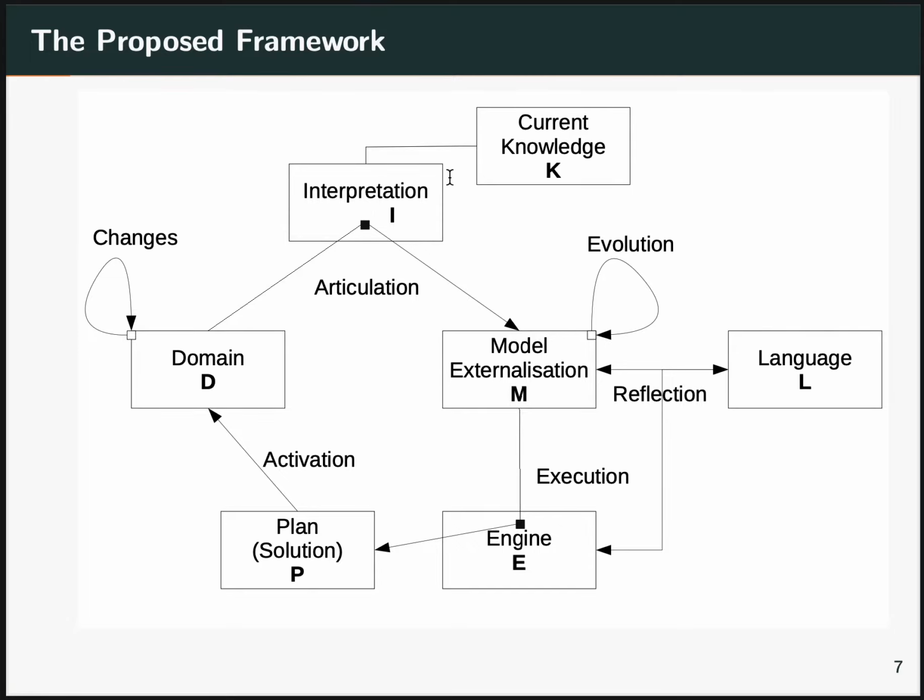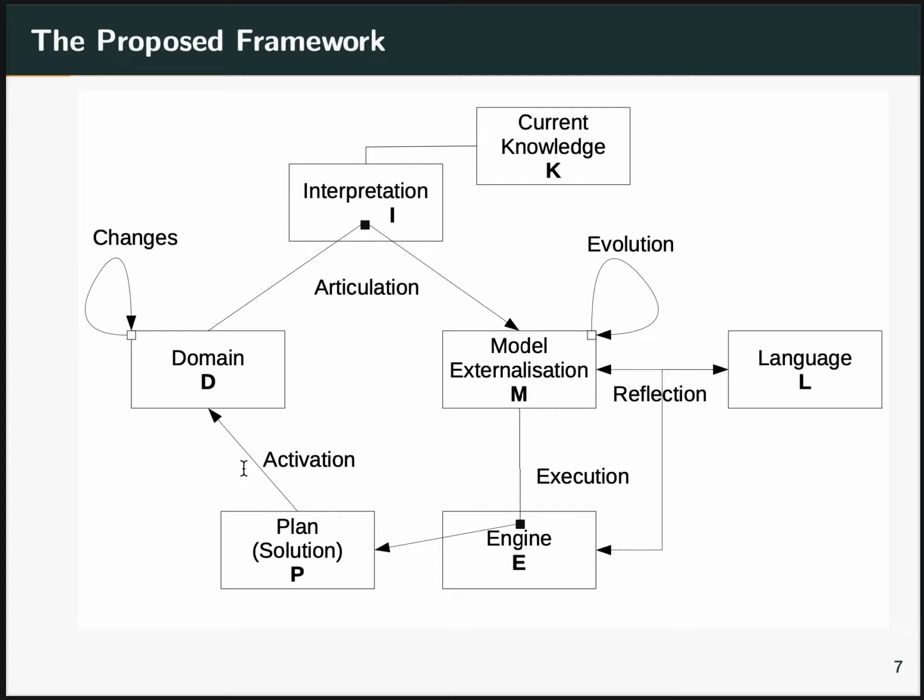And based on this interpretation, the agent is creating a model which comes under the form of a model externalization. So it's not just a mental model, but it's something which is written down in a specific language. And this model can then be used by a planning engine or an automated system to create a solution. And this solution, since we are speaking about the application of planning to a real world, has then some impact on the specific domain that we're thinking about. And this is closing the overall loop.